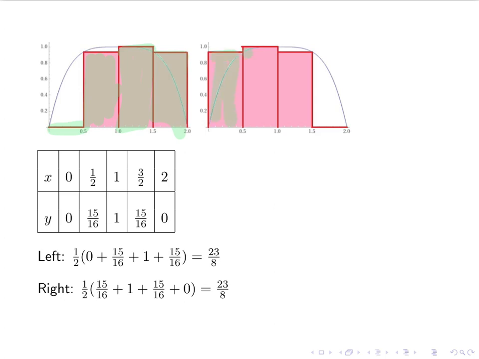My first two are overestimates. I've got extra bits to it. But my second, my third, and my fourth are underestimates. So you're not always going to have an exact overestimate or an exact underestimate. I got 23/8 for both of them, but again, that's not the actual area, even though I got it for both.